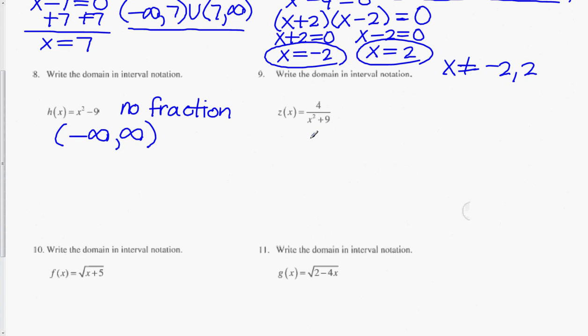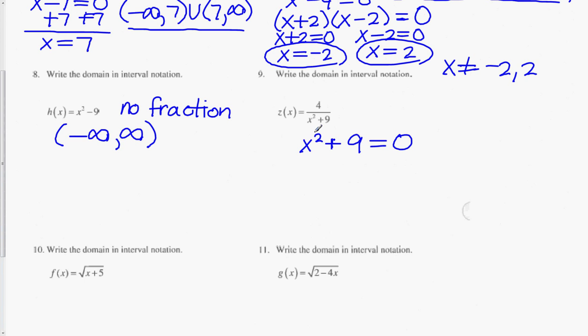Okay, on this next one, let's look at this one. If I am going to set x squared plus 9 equal to 0, let's think back. In order to find domains, if we have a fraction, we need to try and factor that. So can I factor x squared plus 9? Think about that for a minute. If you're writing down x plus 3, x minus 3, you need to think again.